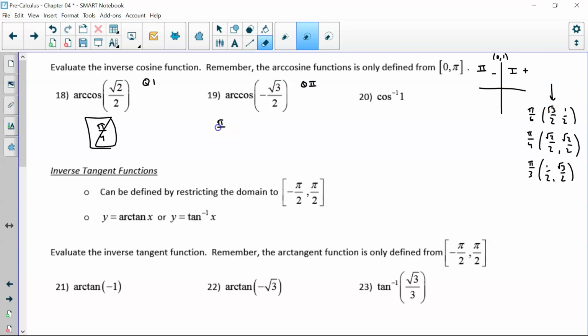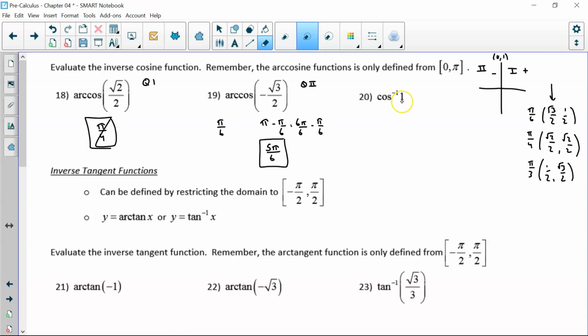Now, what we need to do is we need to take pi, because we're in quadrant 2, and subtract pi over 6. So that's going to be 6 pi over 6 minus pi over 6, which is 5 pi over 6, which is our answer. A little bit more annoying for that one because we can't just throw a negative on there. To be in quadrant 2, we have to have 5 pi over 6.